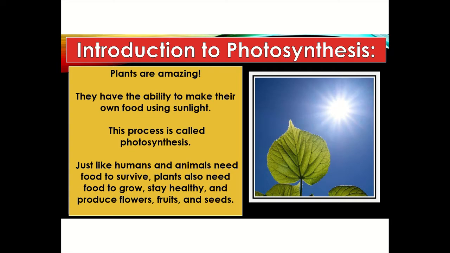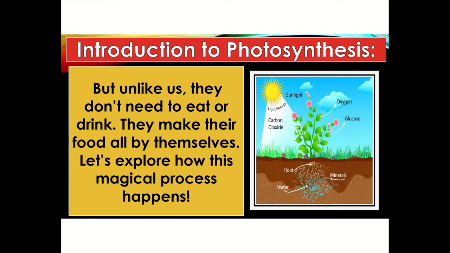Just like humans and animals need food to survive, plants also need food to grow, stay healthy, and produce flowers, fruits, and seeds. But unlike us, they don't need to eat or drink. They make their food all by themselves. Let's explore how this magical process happens.